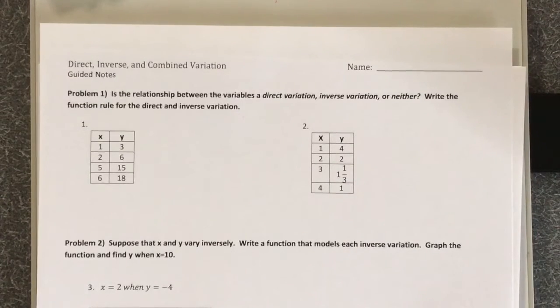Okay, so we're going to look at a few problems that allow us to determine: is it direct, inverse, or neither? And then if it is, how do we find k? In this problem it says, is the relationship between the variables direct variation, inverse variation, or neither? Write the function rule with the direct and inverse variation. So we're going to apply our 4 steps.